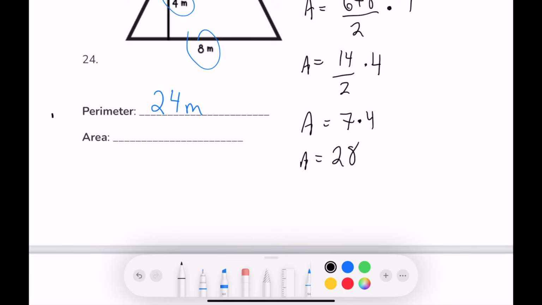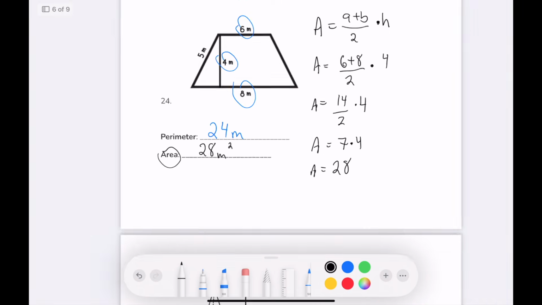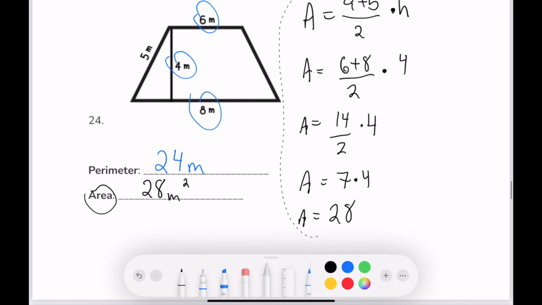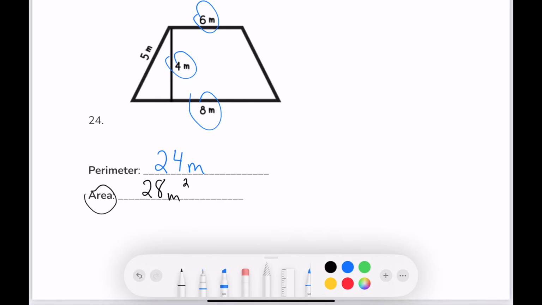So the answer here is 28. We are not finished, because we are solving for area, and any time you solve for area, you have to put the label squared. All right, so moving on, cleaning on. You know the deal.